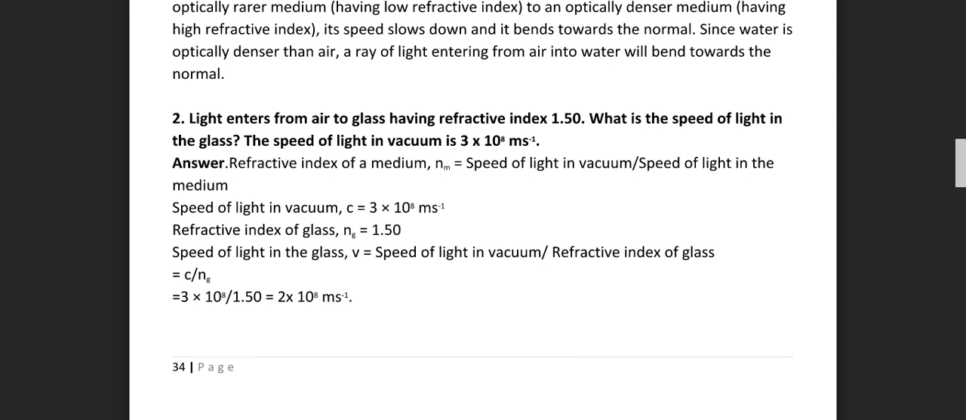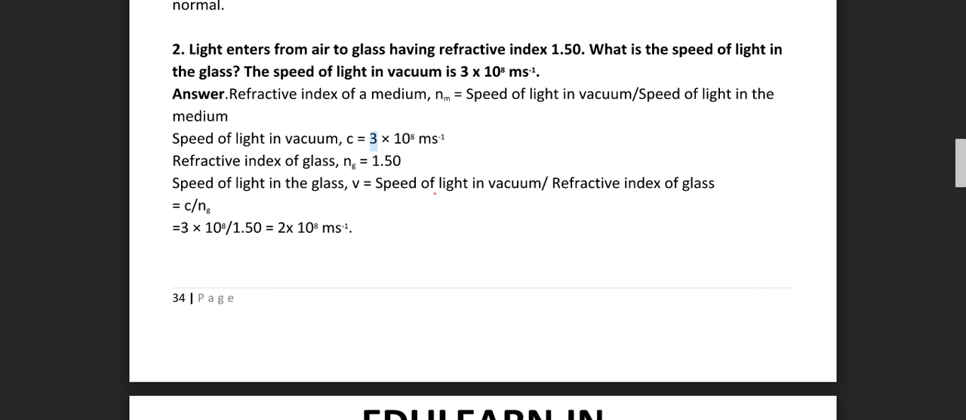So what happens in this case? Refractive index of medium, that is n_m, is equal to speed of light in vacuum upon speed of light in given medium. So speed of light in vacuum कितनी होती है, 3 into 10 raised to the power 8 meter per second, और refractive index आपको दे रहा है 1.50. So you can easily calculate the speed of light in the given medium by dividing the two, right, by this formula.